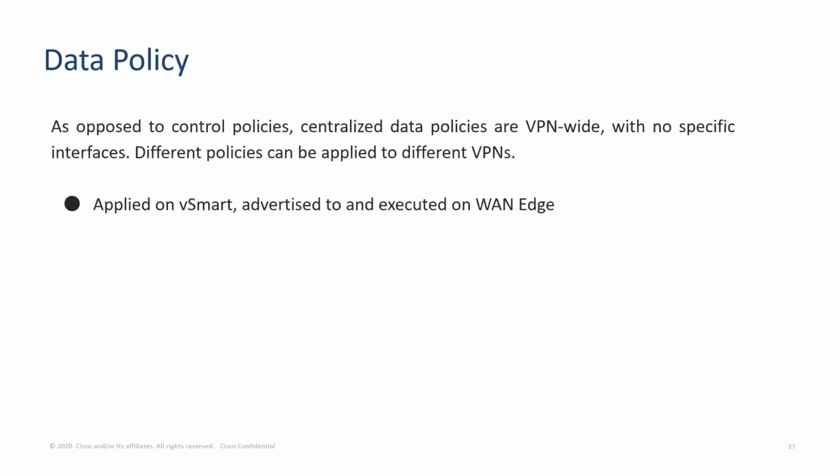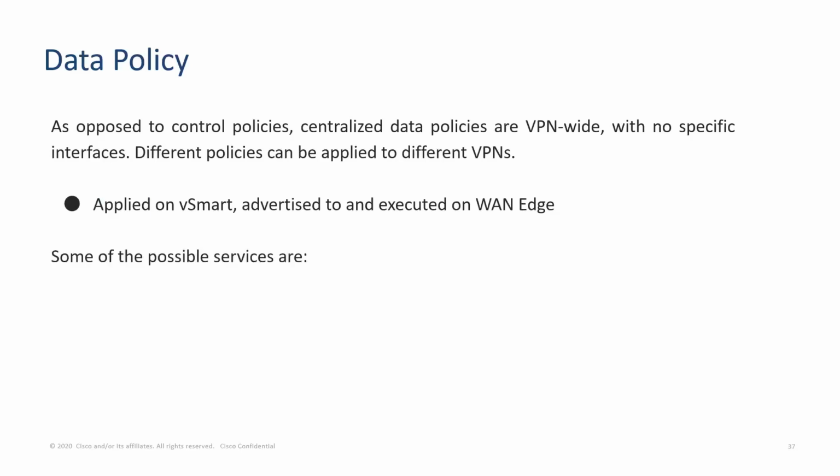It's applied on the vSmart, just like the control policy, and then it's advertised to and executed on the WAN edge. So this is a bit different than a control policy, which is basically just modifying attributes on the vSmart and then advertising them. So the policy is actually executed on the WAN edge itself, which makes sense because you're doing stuff in the data plane as opposed to the control plane.